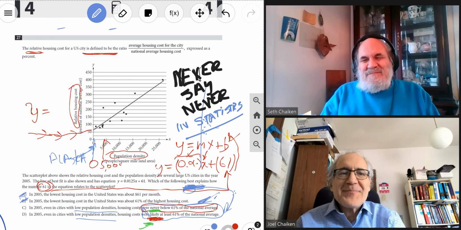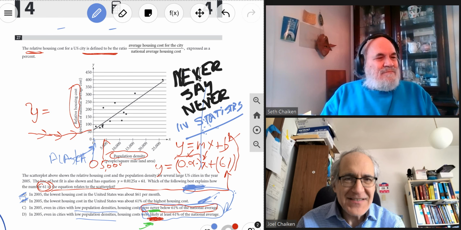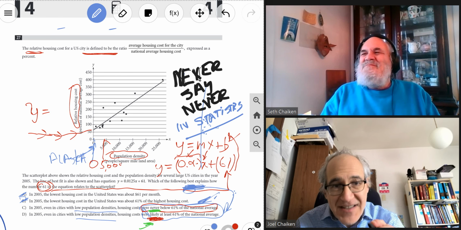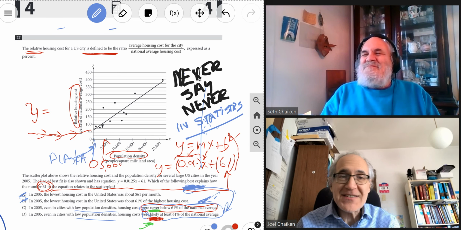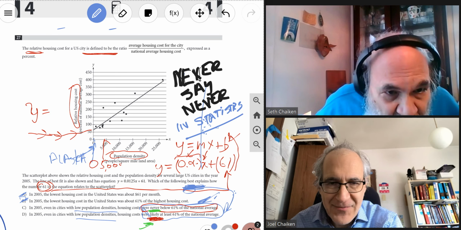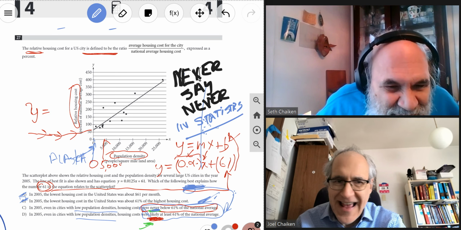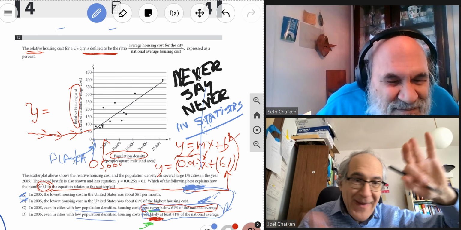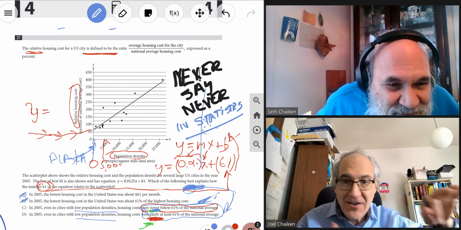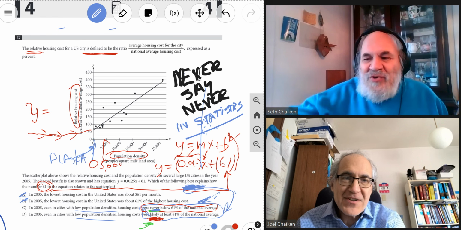So the bottom line is, Seth, what you're basically saying is that the key to the difference between C and D is the word likely. You can never say never in statistics. By saying never, you're not doing a scatterplot study type thing of making samples and making inferences. You can never say never in this type of problem.